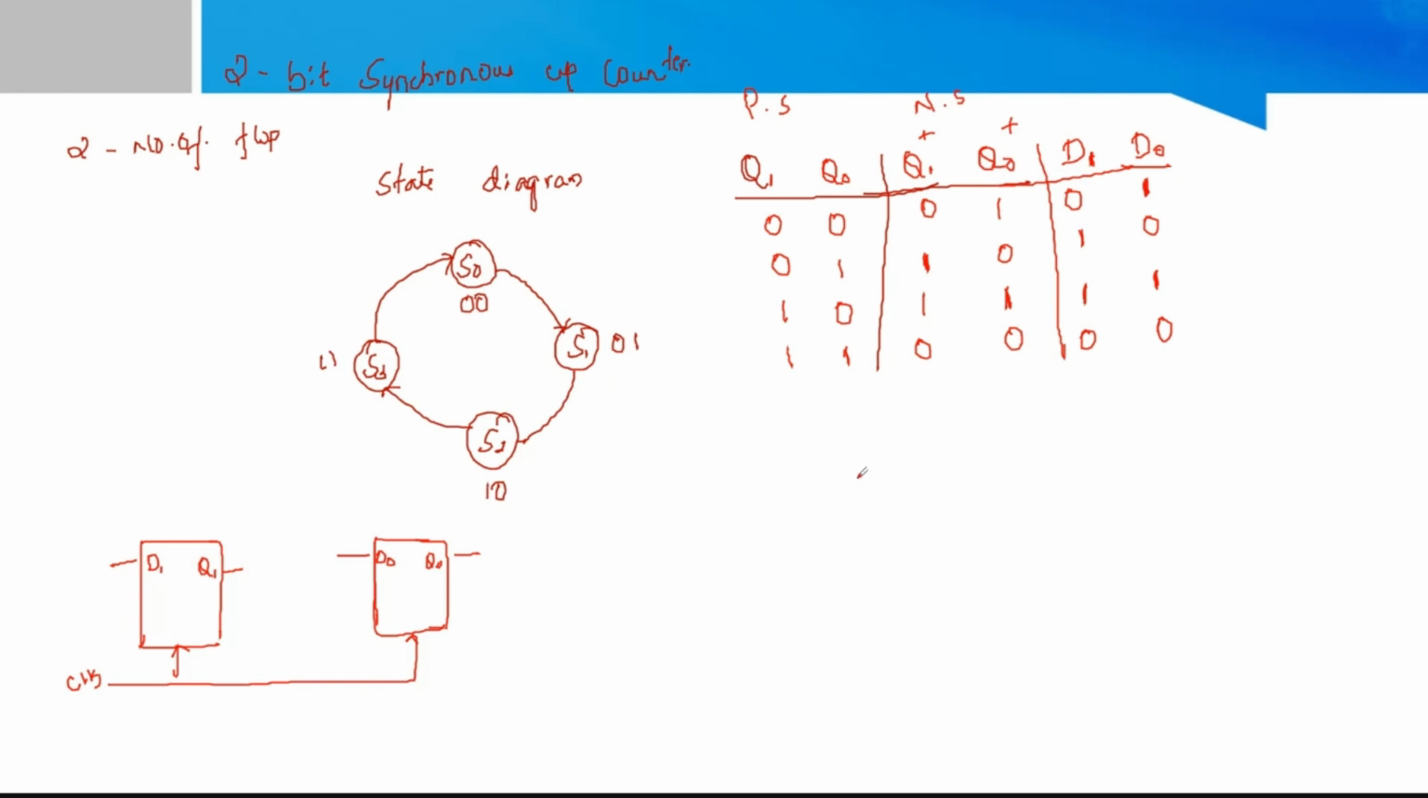Which K-map do you need? How many K-map cells are required? Guys, how many K-map cells are required? 2:2. So this will be Q1 and this will be Q0.